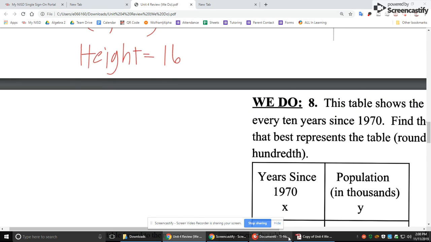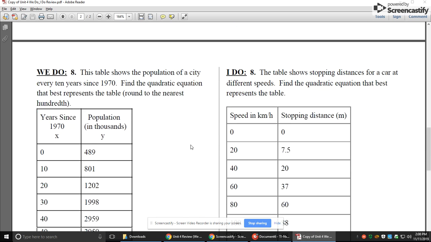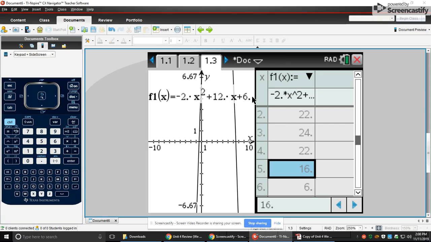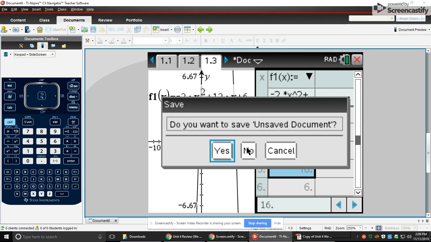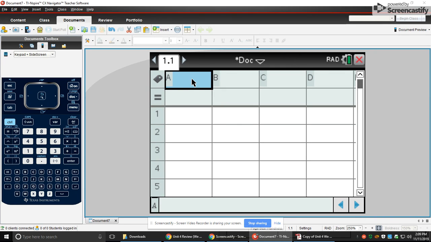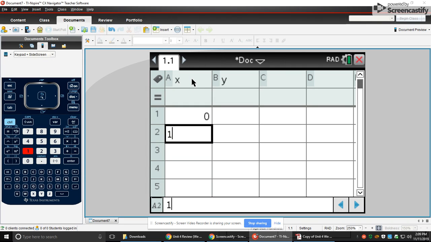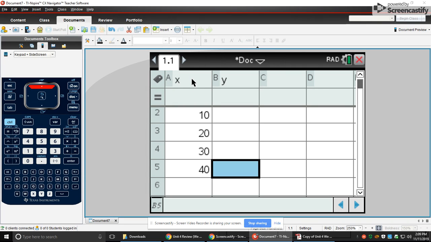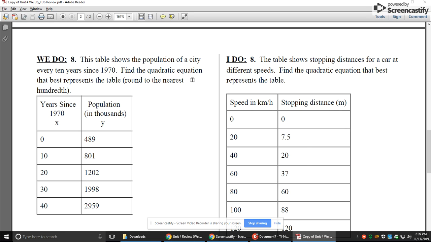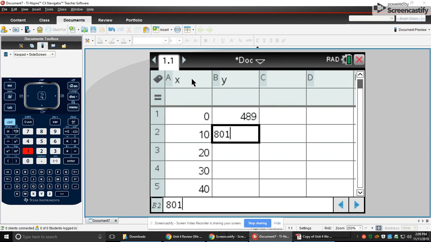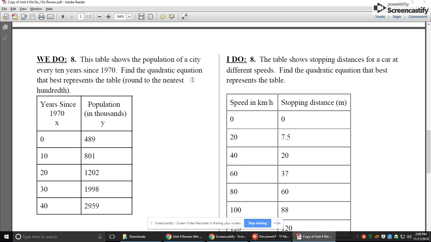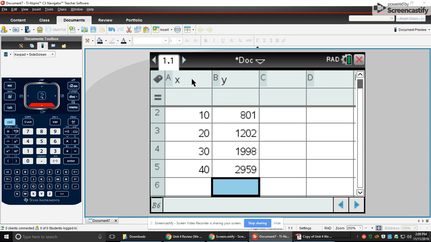Number 8 is another graphing calculator one. So I'm going to start over, go home, new document, lists and spreadsheet, X and Y, and then plug in your data. So 0, 10, 20, 30, 40. And then my Y is 49, 801, 1202, 1998, and 2959. So everything's plugged in.